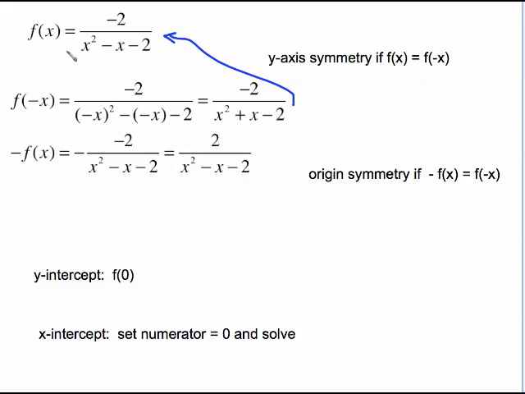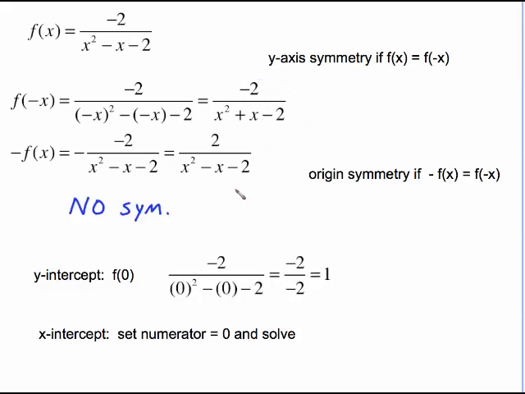To do negative f of x, I'm just going to negate the entire fraction. When I send the negative to the top, I get positive 2 over this, and these two things are not the same either. Now, one little thing you could do to verify, you can stop this video, write this down. You could just plug some numbers in for x here and see that you're not getting the same thing. If you plugged in numbers for x here and plugged in the same number for x here and got the same thing, then that would verify that these were the same. They are not. So there is no origin symmetry. There is no y-axis symmetry either. No symmetry at all.